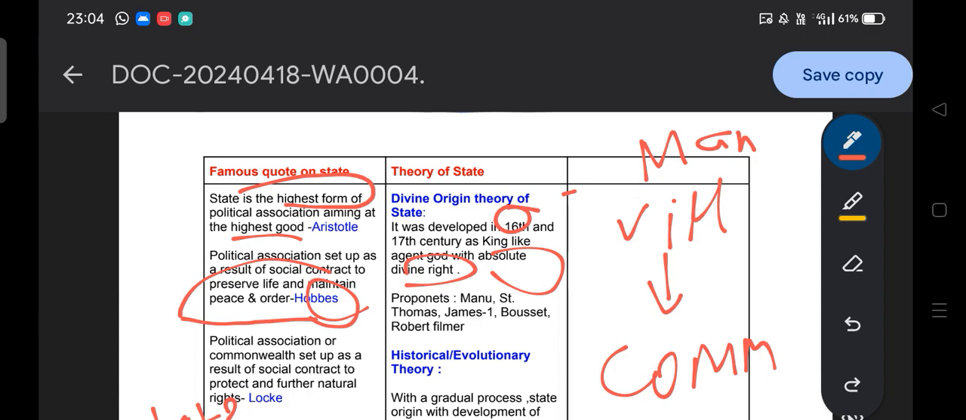Okay, and we understand that this is the absolute authority of the state, like the time of medieval Europe, when a monarch, pope and church were ruling. They believed that they were the agents of God, and to challenge the king is to challenge God. So that's why people blindly, without questioning, illogically follow the order of the state. So that is the divine origin of the state.